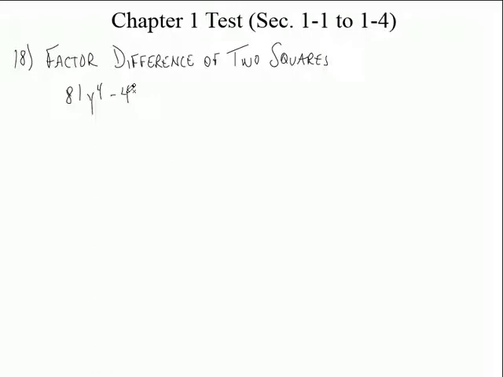Okay, let's look at number 18. Factor the difference of two squares. Now, this is actually one of the easiest factorings you can do. That's supposed to be an equal sign right there. Alright, this is a difference of two squares.